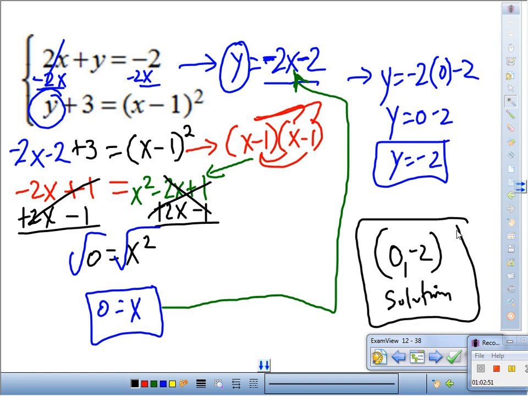Question. If I was to graph these two, what does this point mean? Tell your neighbor, what does this point mean? All right? That was number 12. I'm going to go ahead and stop part 1 of the video right here, and I'll continue with part 2 as soon as we take a little break.